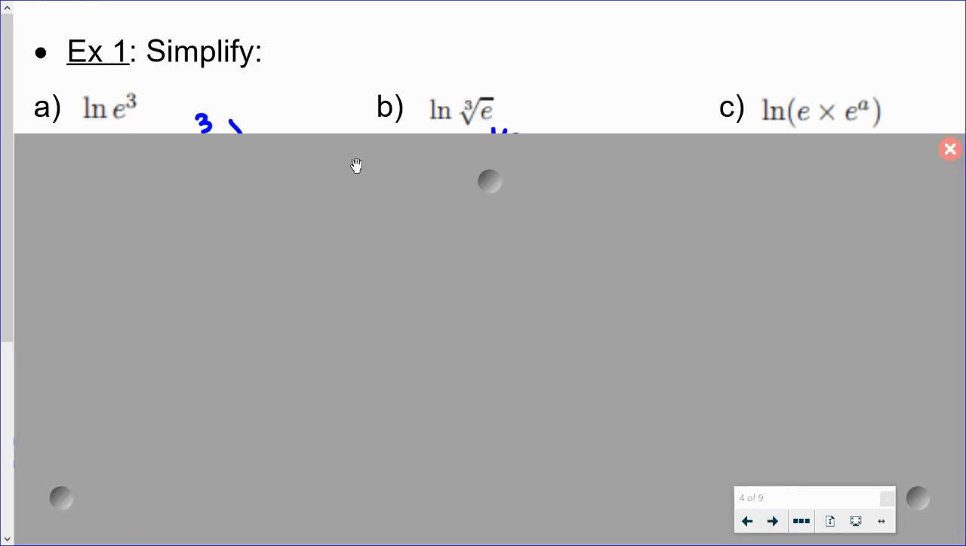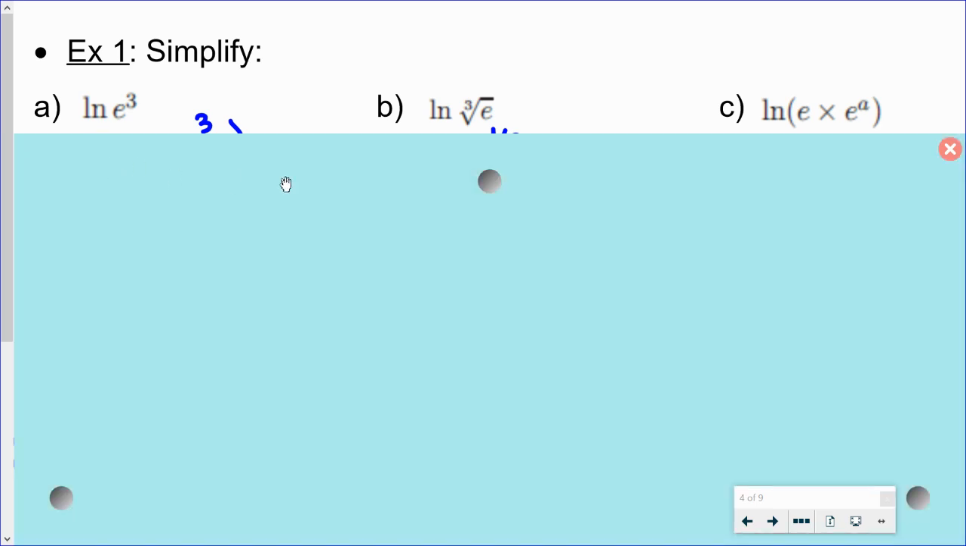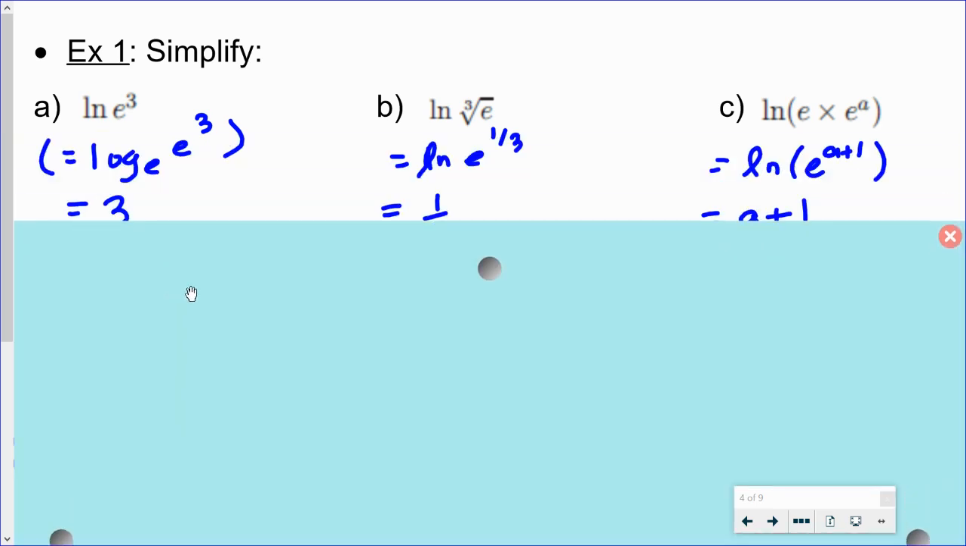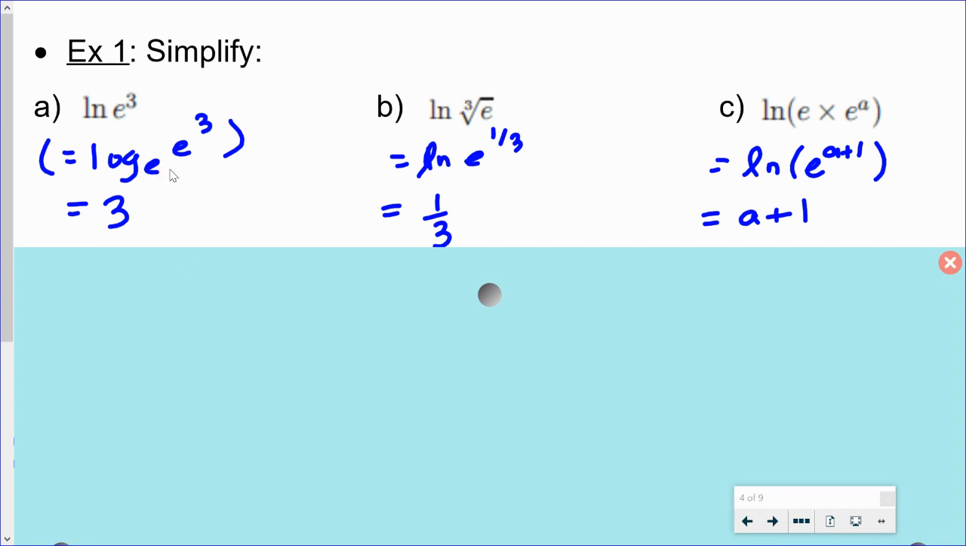So some very simple examples here. ln of e cubed. Remember that this is the same as saying log base e of e cubed. Since we've got a base of e and an e here, they cancel out and leave me with just 3. ln of the cube root of e is the same as saying ln of e^(1/3). There's a base e and an e, which cancel out, giving me 1/3. And here I could combine e and e^a into e^(a+1), and then I can drop the e because of the cancellation rule.